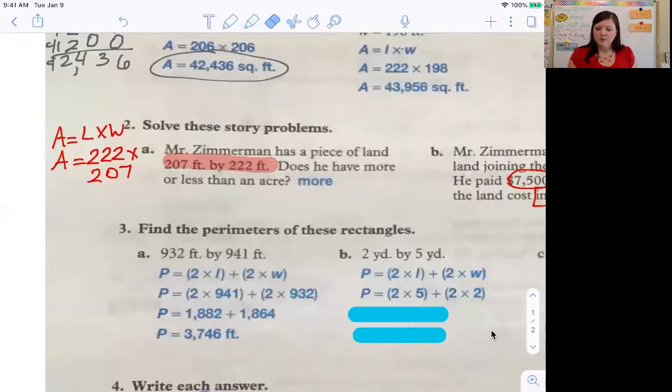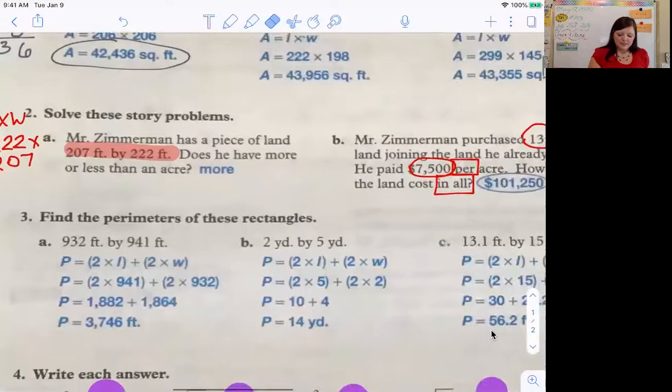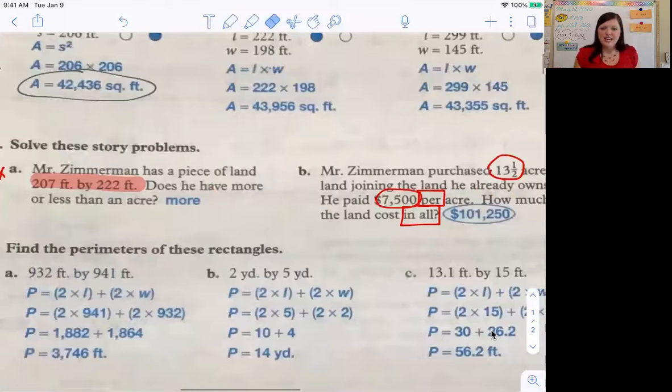And it's also larger. 5 times 2 is 10. 2 times 2 is 4. Add those together. What do you get? 14 yards. If you're curious, there's letter C. It's a green letter problem, so we don't even have to worry about it, but 56.2 feet would be the perimeter of 13.1 feet by 15 feet.